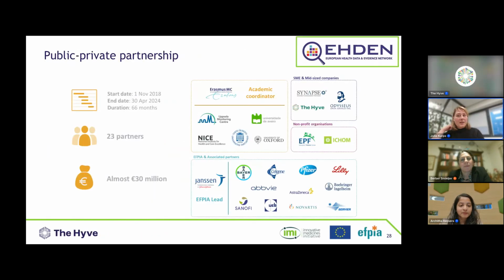We're starting with the EHDEN project. It was an IMI project, standing for European Health Data and Evidence Network. It started in 2018 and ended in October last year. The idea was a public-private partnership with people from academia, but also from the industry, working together on creating a different ecosystem for real-world data sources in Europe.